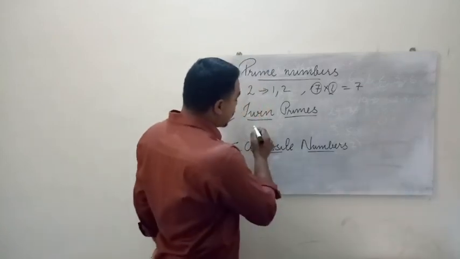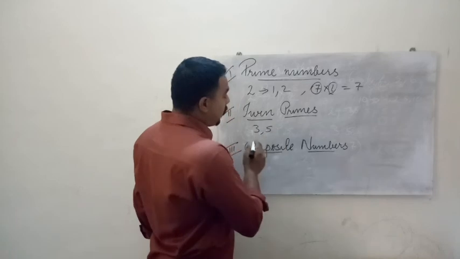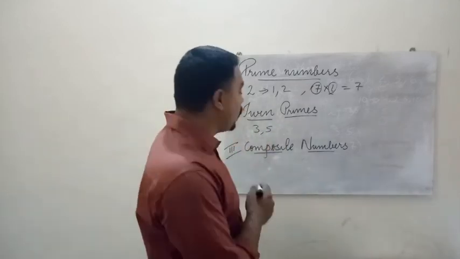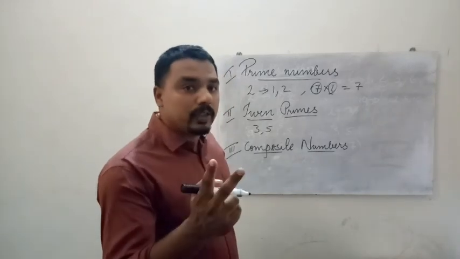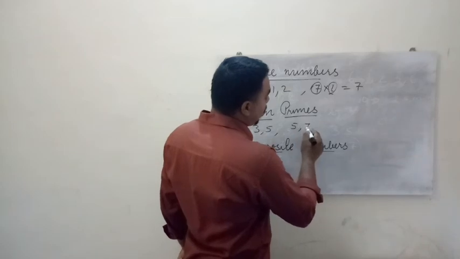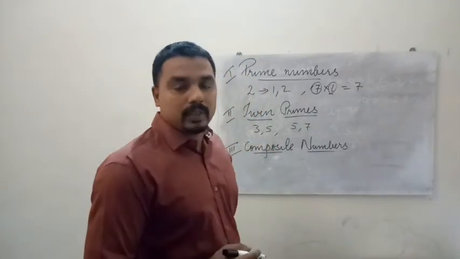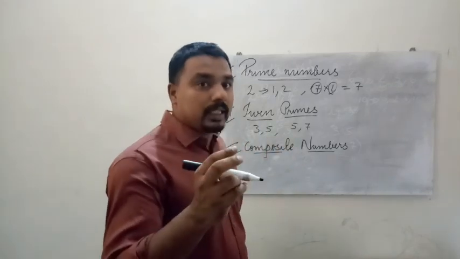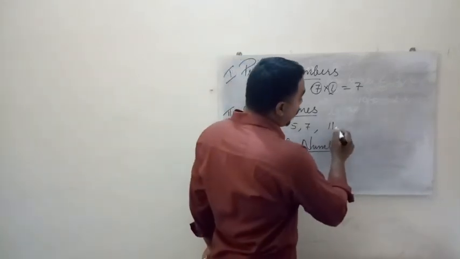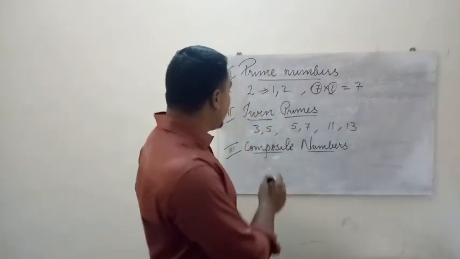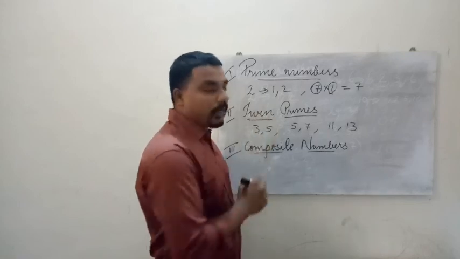And the next is twin primes, which are prime numbers having a difference of 2. Which are the numbers? 3 and 5. These 2 numbers are twin primes, having a difference of only 2. And the next is 5 and 7, again having a difference of 2. Next is 11 and 13. Okay, so I hope you understand twin primes and prime numbers.